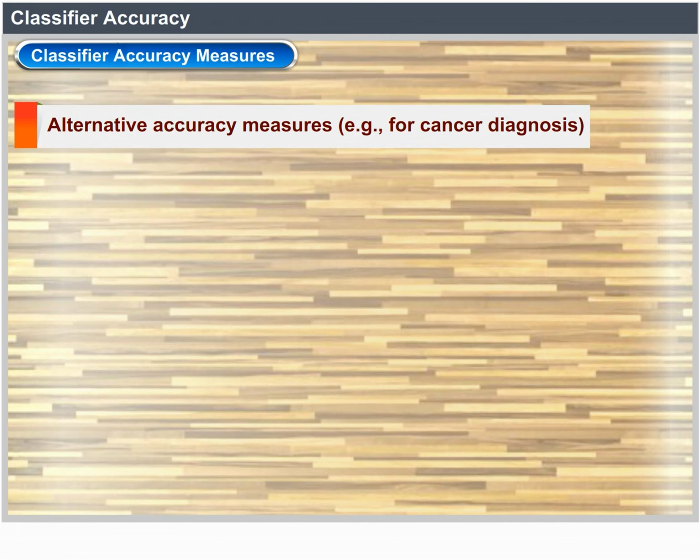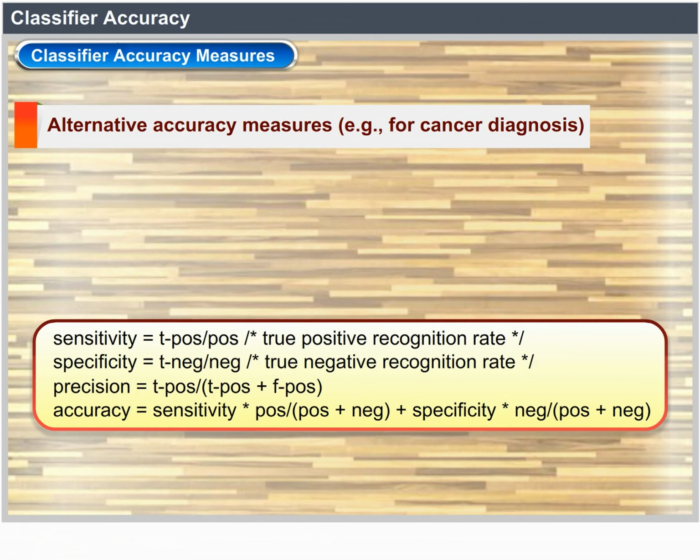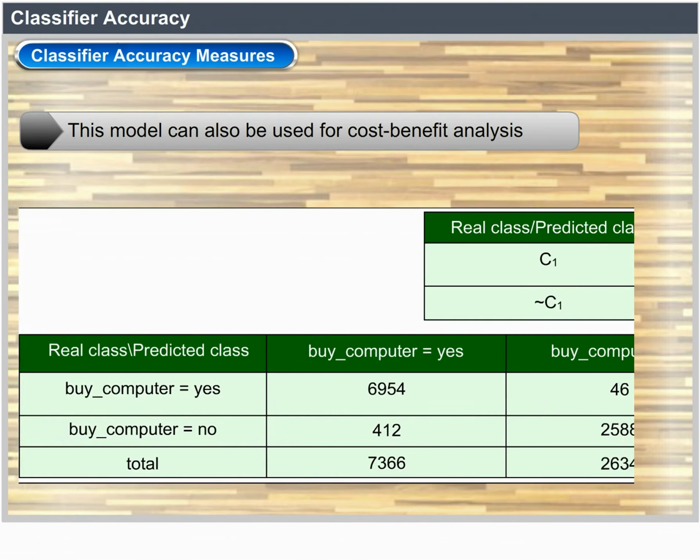Alternative accuracy measures, for example, for cancer diagnosis. Sensitivity equals t-pos divided by pos, the true positive recognition rate. Specificity equals t-neg divided by neg, the true negative recognition rate. Precision equals t-pos divided by t-pos plus f-pos. Accuracy equals sensitivity times pos over pos plus neg, plus specificity times neg over pos plus neg. This model can also be used for cost-benefit analysis.